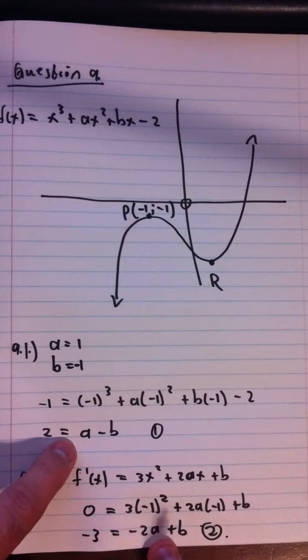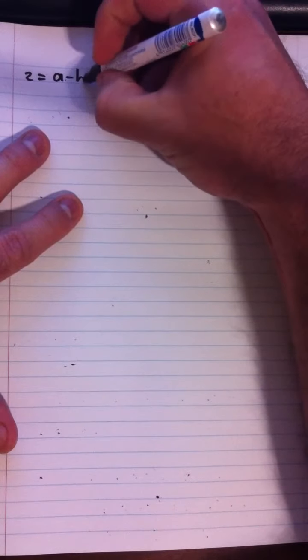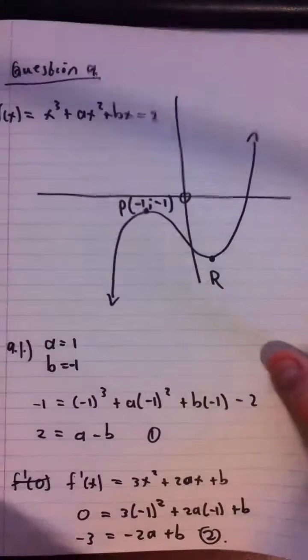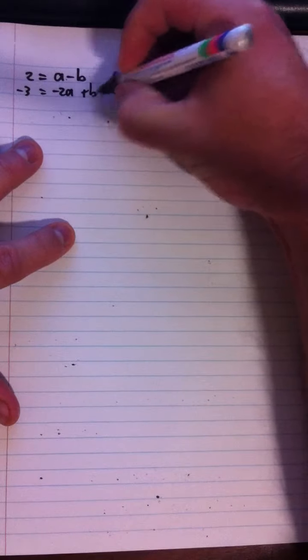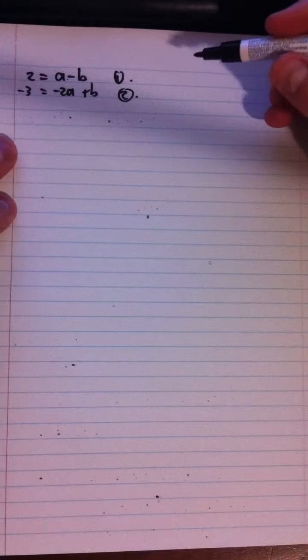Now we can solve these two equations simultaneously. Okay, so let's rewrite those. We've got 2 equals a minus b. That's our first equation, and we've got negative 3 equals negative 2a plus b. That's our second equation. Okay, now we're going to just do simultaneous equations on these. Now you can do substitution if you like, but I'm just going to use elimination because I find that it's a little bit quicker most of the time.